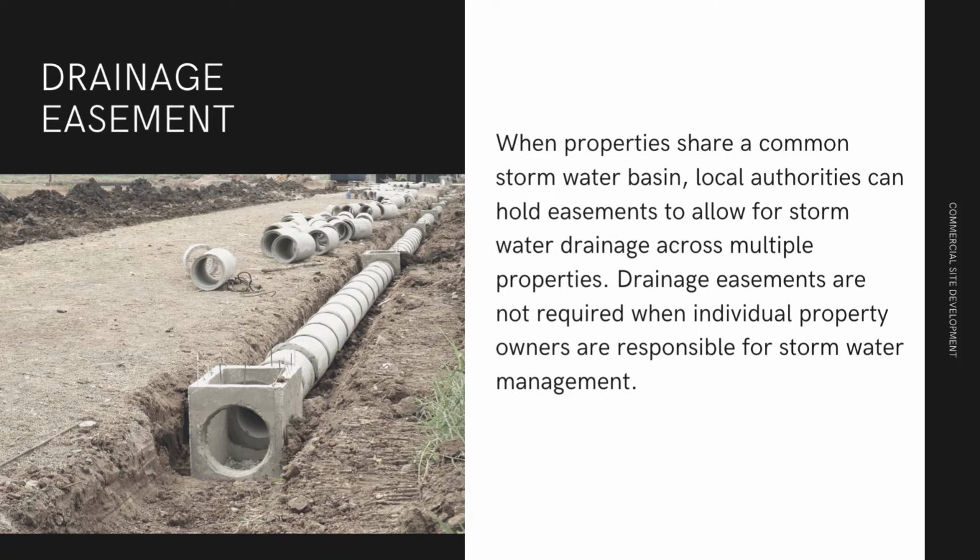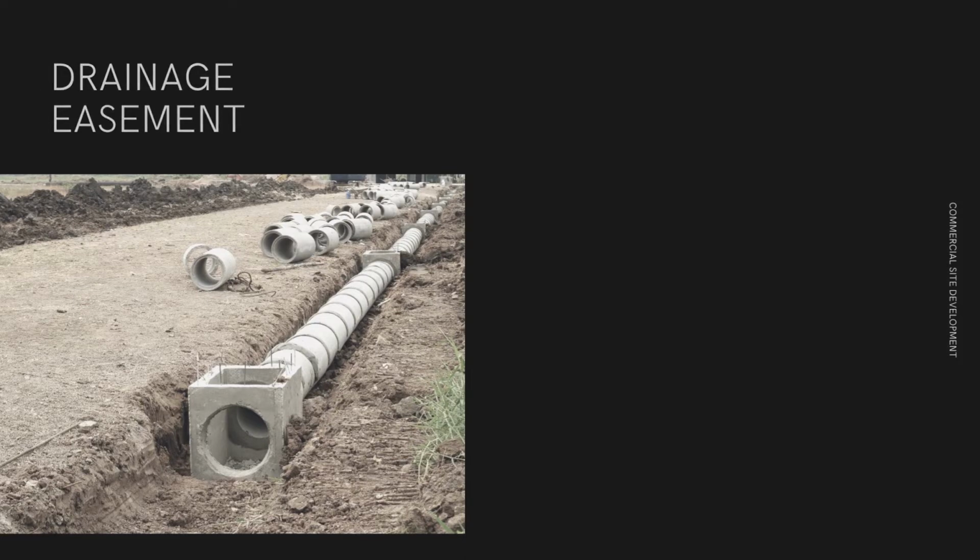Drainage easement. When properties share a common storm water basin, local authorities can hold easement to allow for storm water drainage across multiple properties. Drainage easements are not required when individual property owners are responsible for stormwater management. So, ang drainage easement, the municipality needs to ensure that drainage easements are in place so that city worker can access private property in order to maintain and repair drainage areas. Kung ang drainage naton wala ga-work properly, it will cause or at risk on flooding and other problems.